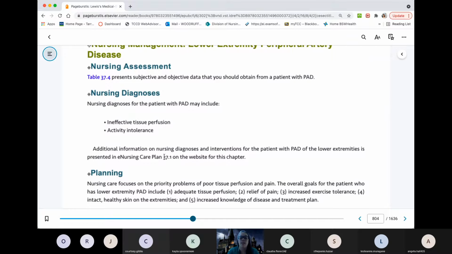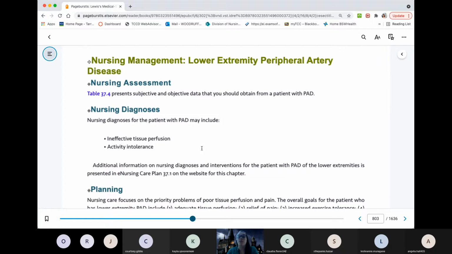And for PAD here, it's saying, hey, perfusion's the big deal, blood flow, making sure you're getting enough blood flow to that periphery, to your feet.